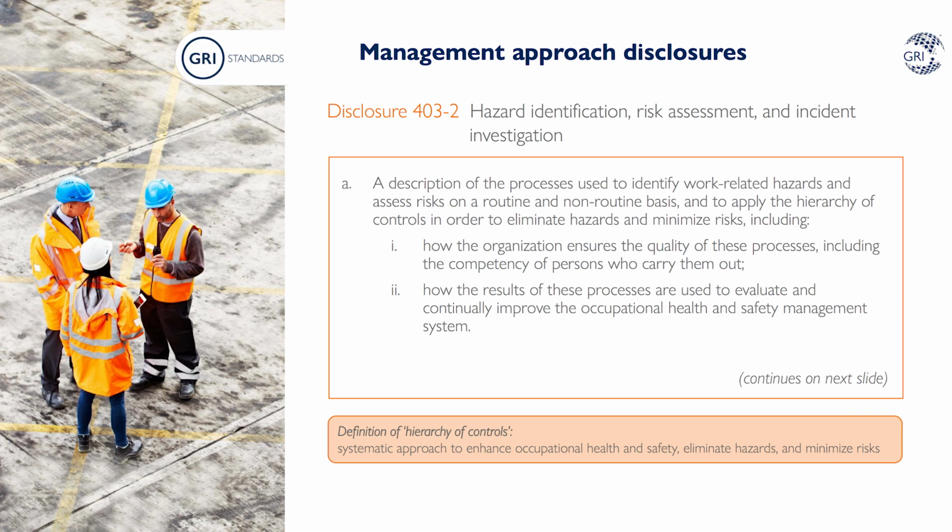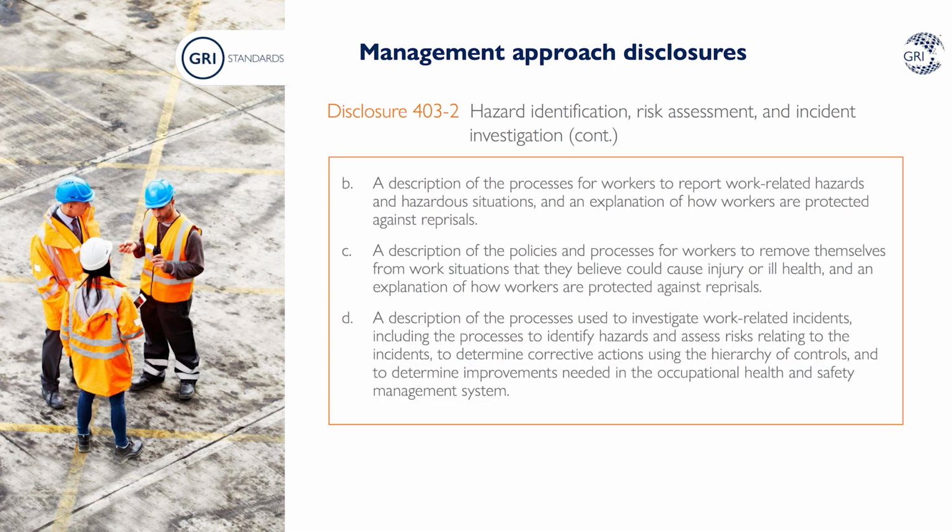But if that's not possible, the next control in order of effectiveness is to substitute the hazard with less hazardous processes, operations, materials, or equipment. This concept and the list of preventive and protective measures in order of priority are based on the ILO and ISO definitions. Disclosure 403.2 describes reporting on the processes that allow workers to report work-related hazards and to remove themselves from work situations that they believe could cause injury or ill health, and the processes related to incident investigation.